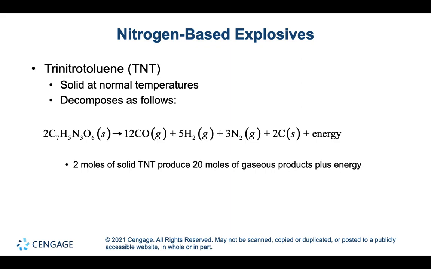Another nitrogen-based explosive is TNT, or trinitrotoluene, which is solid at room temperature but decomposes again to make a lot of gases. 2 moles of solid TNT make 20 moles of gases, and energy is again produced. It's exothermic, and that's because forming that N2 triple bond releases a lot of heat.